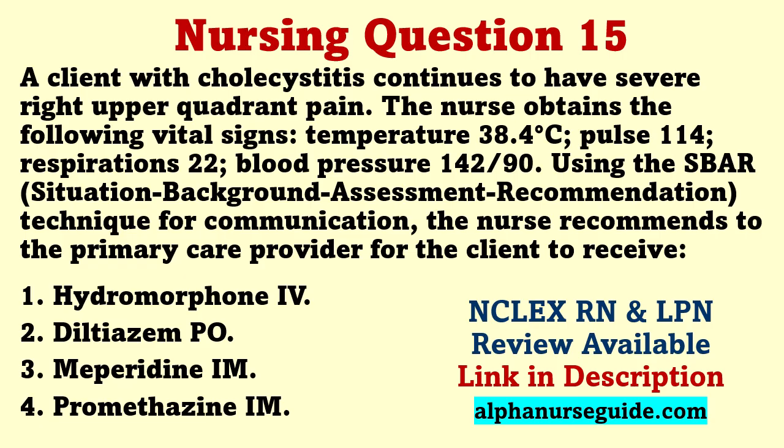The correct answer is 1. Hydromorphone IV. Hydromorphone should be considered for pain management. It should be administered intravenously for rapid action to address the severe pain the client is experiencing. Intramuscular injections are painful and slower acting. Since meperidine's toxic metabolite can cause seizures, it is no longer the treatment choice for pain. Diltiazem, a calcium channel blocker, is not indicated. Elevation of heart rate and blood pressure is likely due to pain and fever. Promethazine is used to treat nausea.